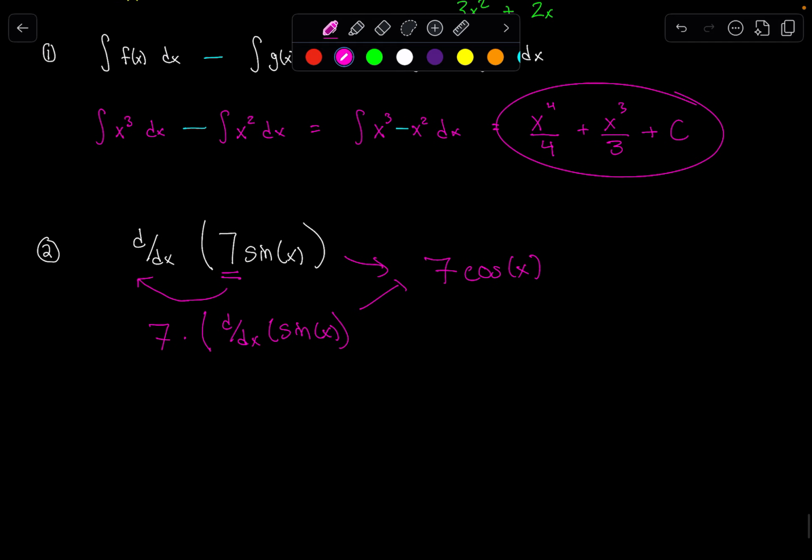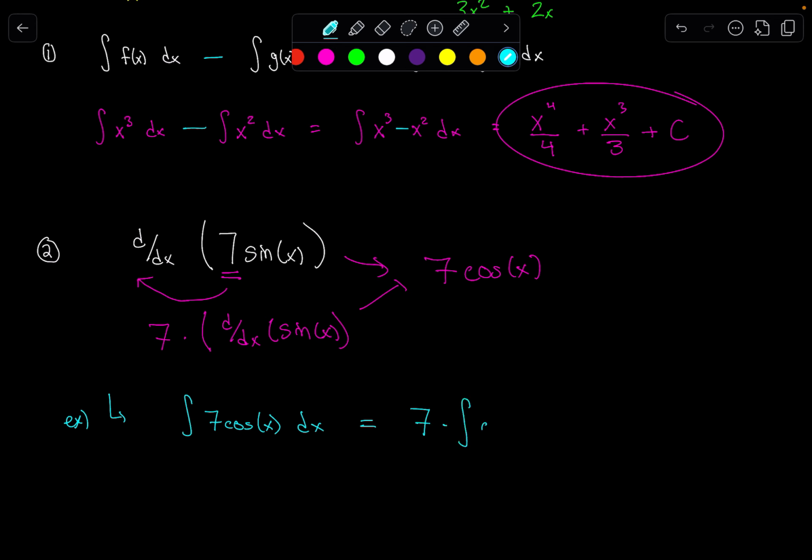And in the very same way, integrals work the same way. So, for example, if we have the integral of, say, 7 cosine of x dx, it's the same thing to put the 7 on the outside and then have the integral of cosine of x dx. I can pull out the 7, no problem, and the antiderivative of cosine is just sine. So this is going to be 7 sine of x plus c.